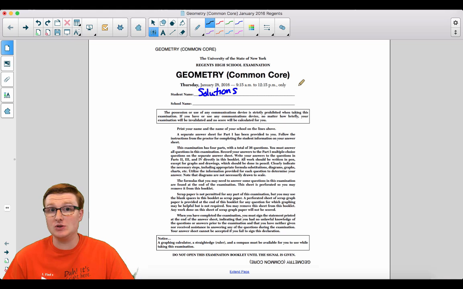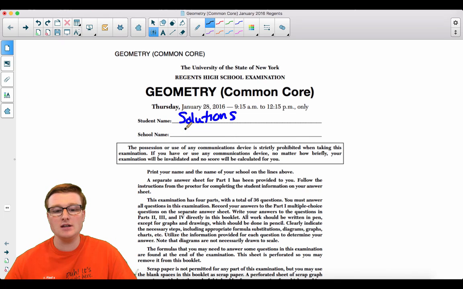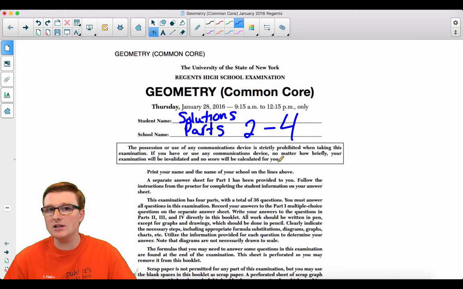This is the January 2016 Geometry Common Core Regents exam, and these are the answers. These are the solutions to parts 2 through 4 of the January 2016 Regents exam in geometry.